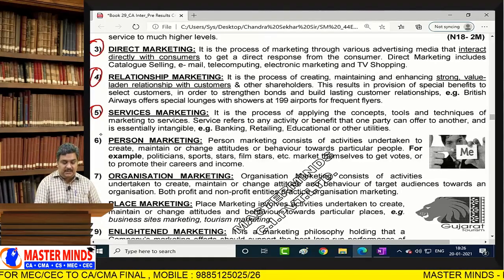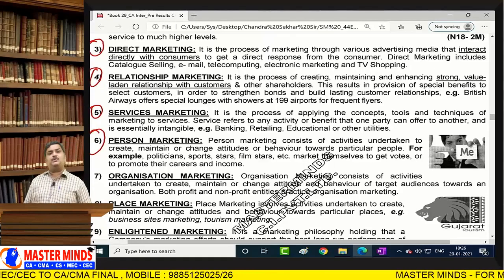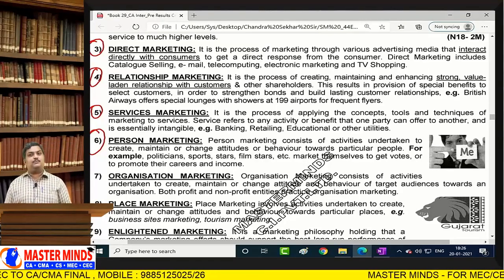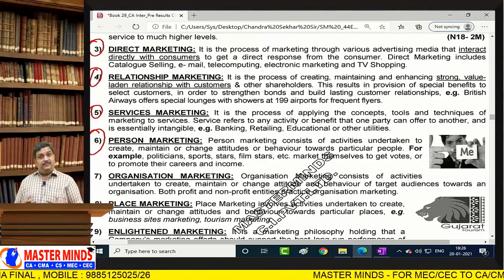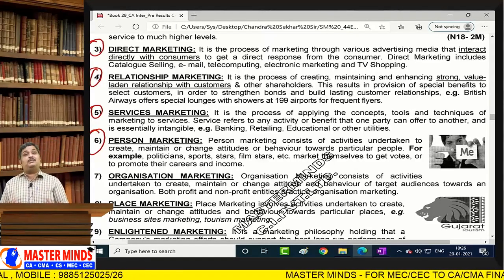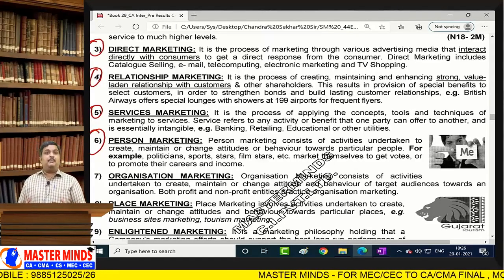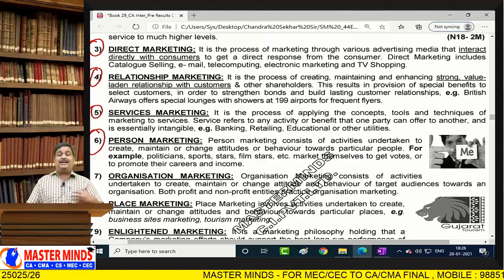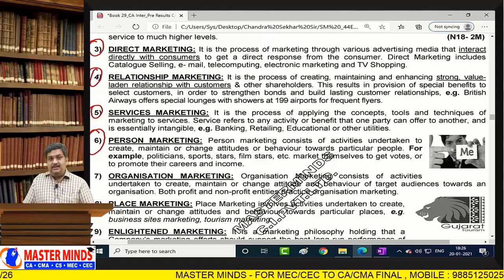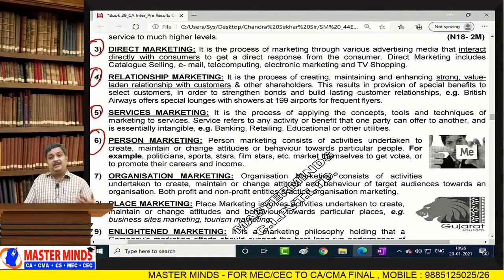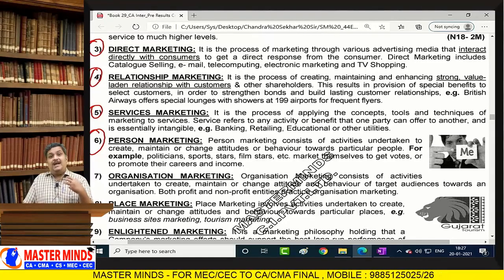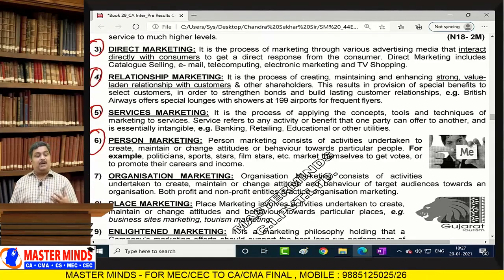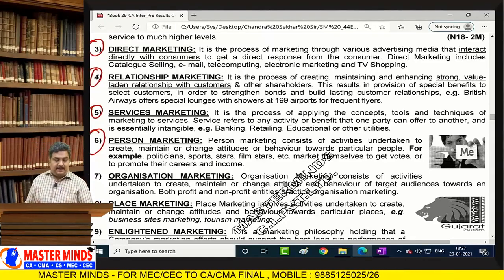And next one is person marketing. Person marketing means what? Celebrities like sports personalities, film stars, politicians, they will try to promote themselves in the market by doing some social activities, by gathering people's attention. They want to promote themselves as very good people. So that comes under person marketing.